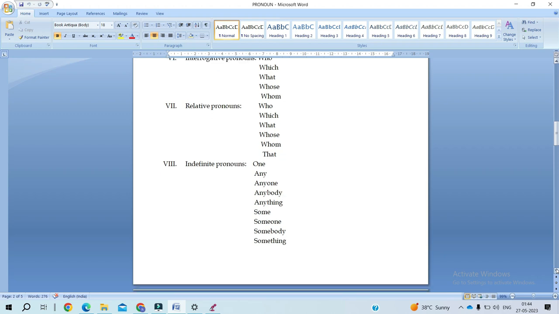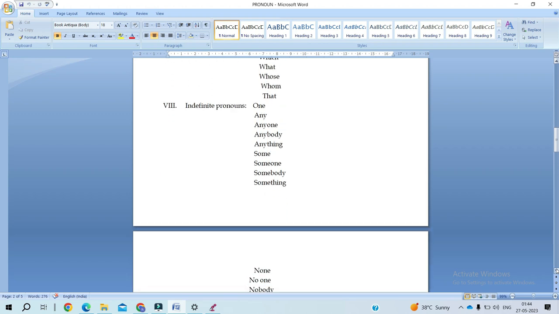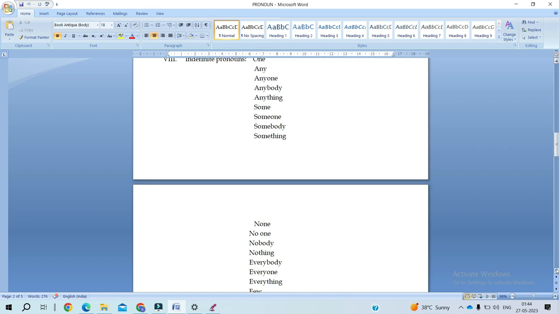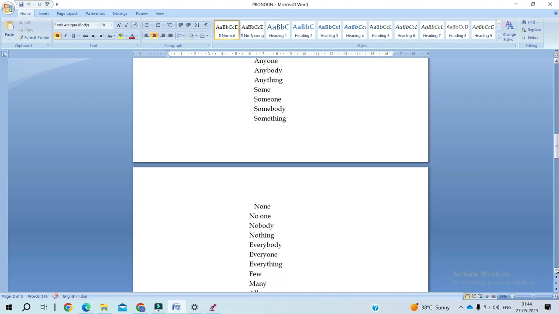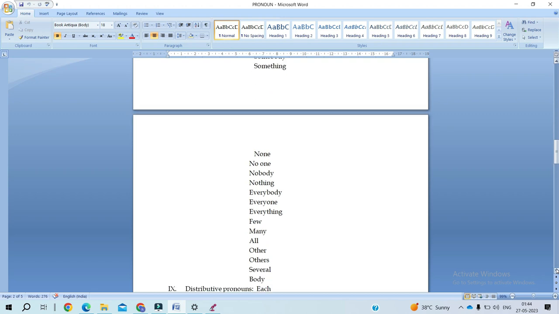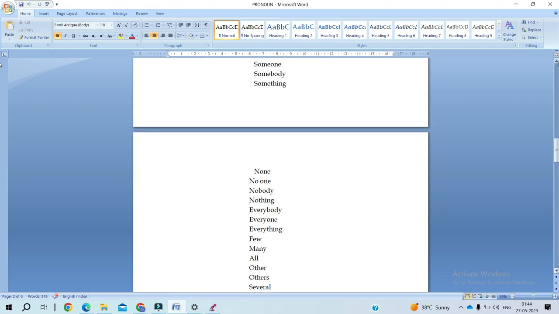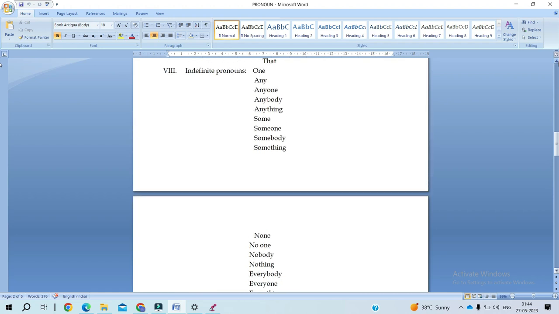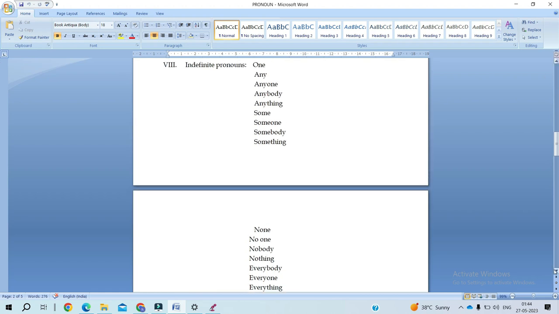someone, somebody, something, none, no one, nobody, nothing, everybody, everyone, everything, few, many, all, other, others, several. These all come under indefinite pronouns.